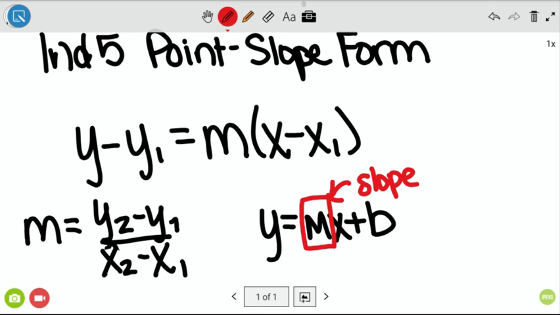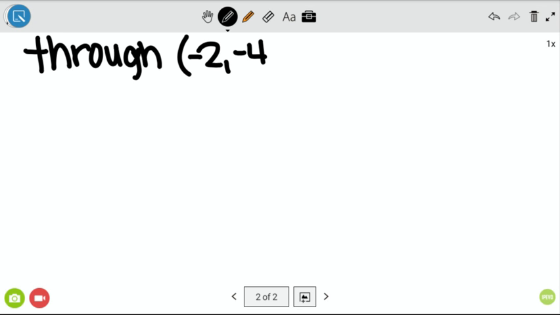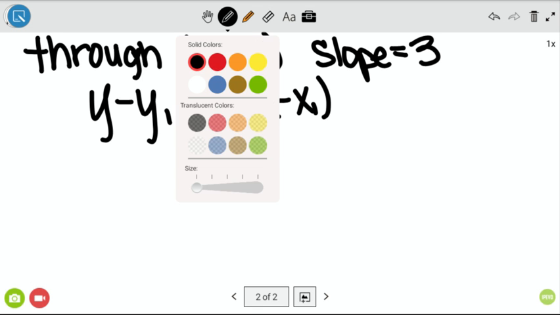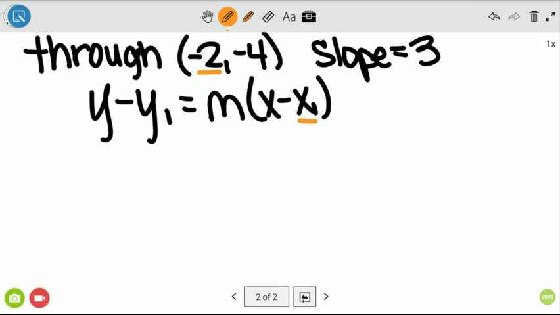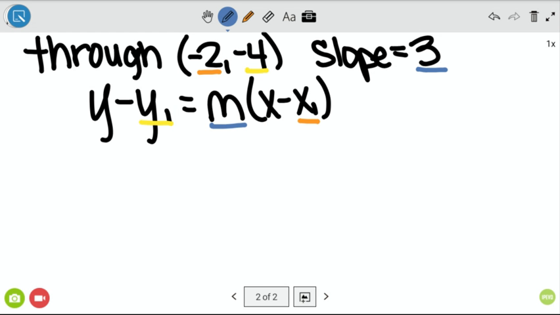So let's go ahead and get started with our first example. I'm going to give you this time just a point that the line is going through. So we would do something like -2, -4. And let's have a slope of 3. So with our point slope form, we know that we're going to substitute some numbers in. Our ordered pair, the x coordinate is going to go in for x1. The y coordinate goes in for y1. And then last but not least, our slope goes in for m.